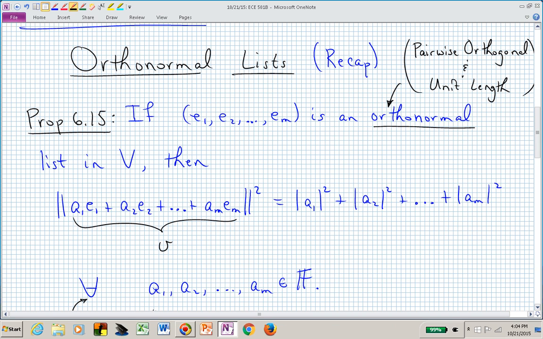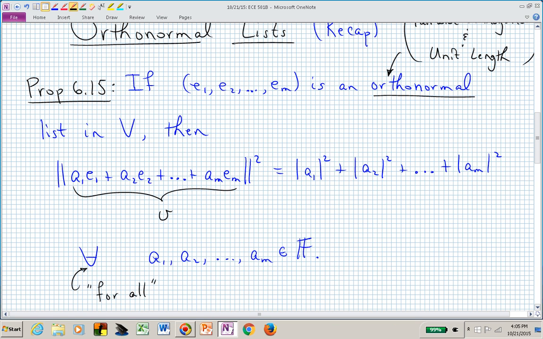So don't read into this that m is always the size of our vector space. But if we now combine this orthonormal list of vectors with scalars in our field, and we're combining those with A1, A2, where those subscripts are consistent with the orthonormal vector subscript, then the square of that norm is equal to just taking the magnitude of those scalars, squaring it, and then summing those squared magnitudes. And that's for all A1 through A sub m. And that's what that upside down A means, just for all, if I haven't already used that. That was proposition 6.15, and this is actually a very powerful concept or idea.